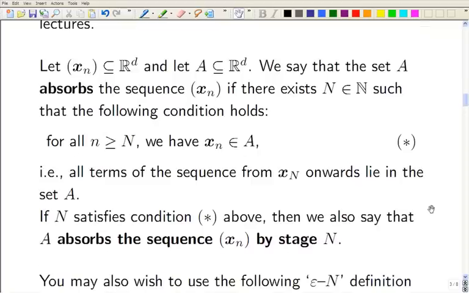And sometimes you're interested to know when the set absorbs the sequence. We'll say it absorbs it by stage capital N if all the terms from that term onwards are inside the set. So you can specify that it absorbs it by a particular stage. If it absorbs it by a particular stage, it'll absorb it by a later stage too. And some other standard things we had in lectures: if a small set absorbs the sequence, then a bigger set has to absorb it as well. So if A is contained in B and A absorbs the sequence, then B has to absorb the sequence too.